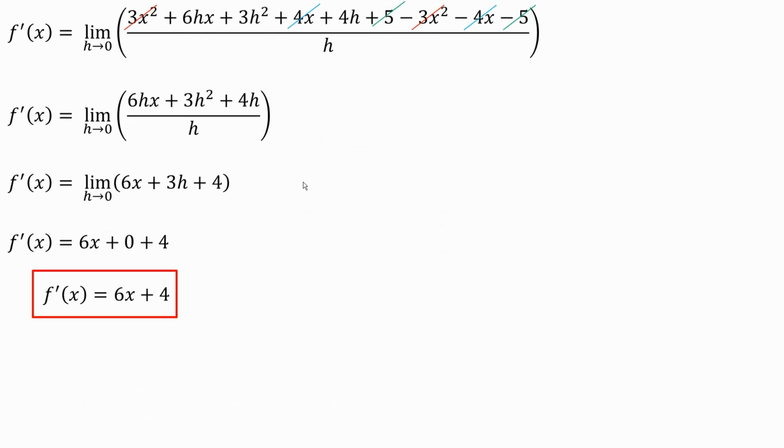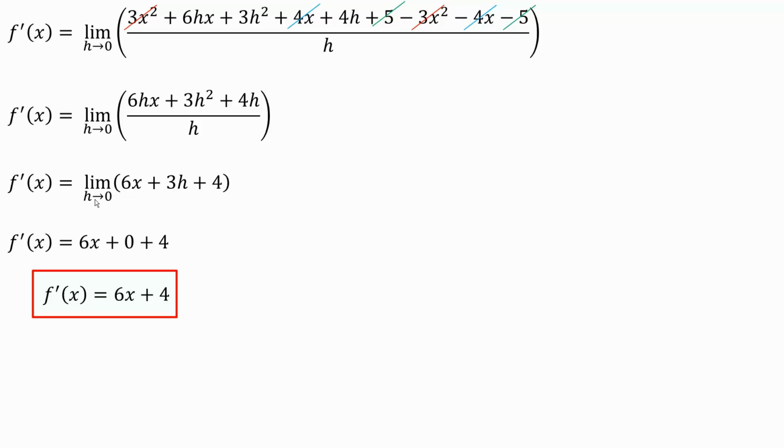Now we cancel like terms, so 3x squared cancels with negative 3x squared, 4x cancels with 4x, 5 cancels with negative 5. And this is what we get. If you notice the numerator, they each have an h, so we can cancel this h. And we would get 6x plus 3h plus 4.